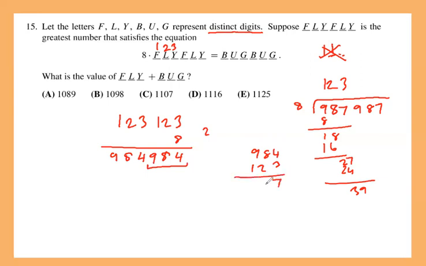That is 7, that is 10, 10, I guess 11, right? So 1107 is the answer.